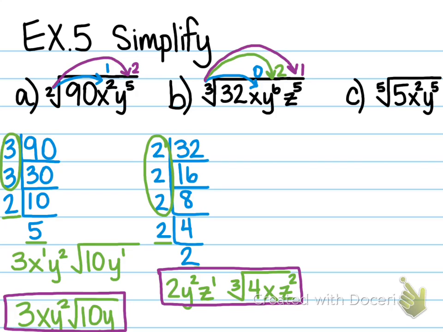Okay, last one, the fifth root of 5x squared y to the 5th. If I factor 5, 5 is just 1 times 5. So there's not anything that I can factor 5 into to be able to find a fifth root. So that 5 is going to have to stay inside. Then I look at my x's. 5 doesn't go into 2, so x squared is going to have to stay on the inside. Then for the y's, 5 into 5 goes 1 time, so that's a y to the first on the outside. So this is just y times the fifth root of 5x squared.